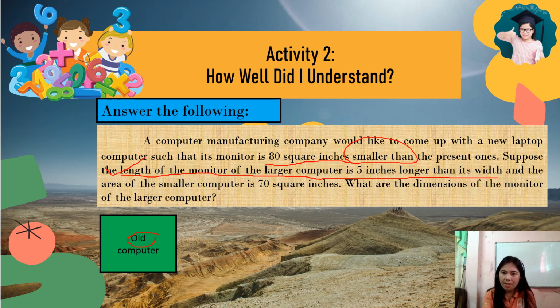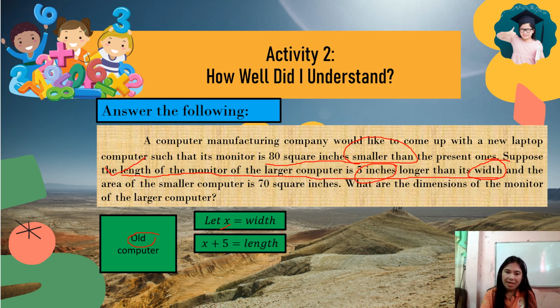So, paano gagawin natin sa given na yan? Mag-start tayo working backwards. We have to start with the width. Dahil hindi natin alam kung anong dimension yan, we can have x equals the width. Since yung sabi is the length is 5 inches longer, dagdagan natin ng 5 si x. So we're going to have x plus 5 equals the length.